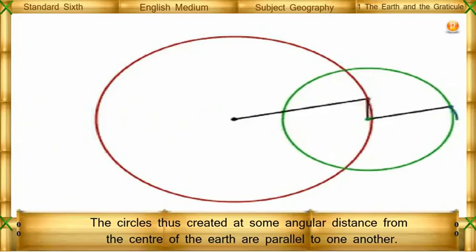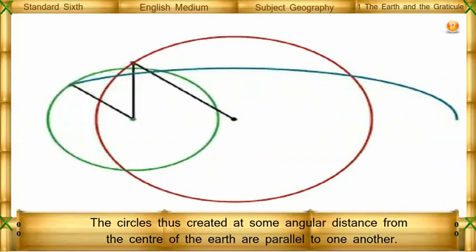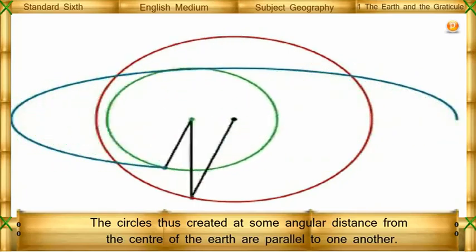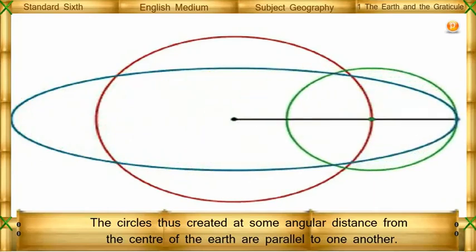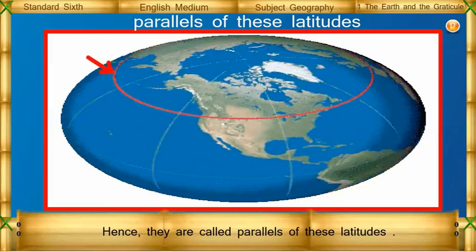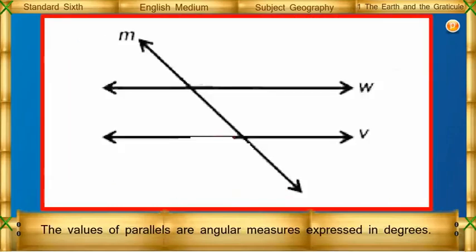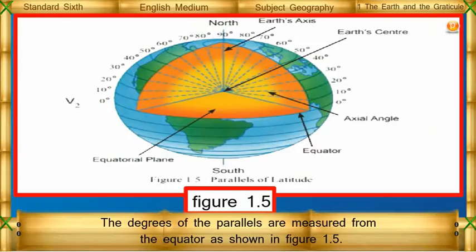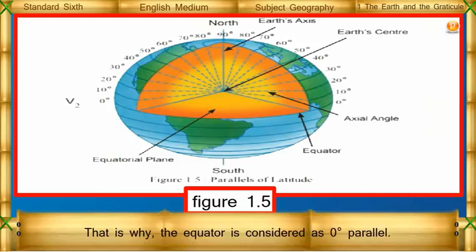The circles thus created at some angular distance from the center of the earth are parallel to one another. Hence, they are called parallels of latitude. The values of parallels are angular measures expressed in degrees. The degrees of the parallels are measured from the equator, as shown in figure 1.5. That is why the equator is considered as the 0-degree parallel.